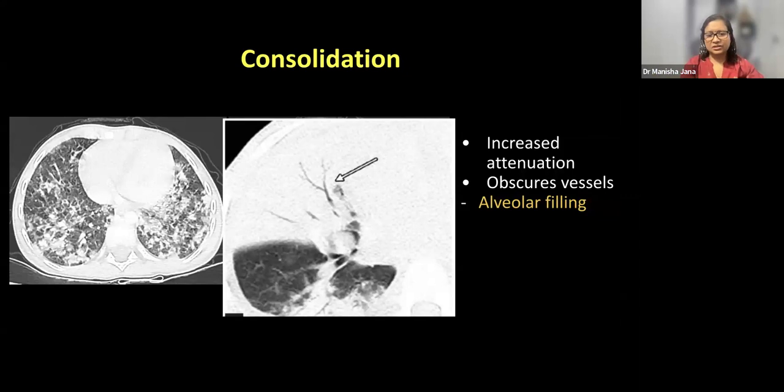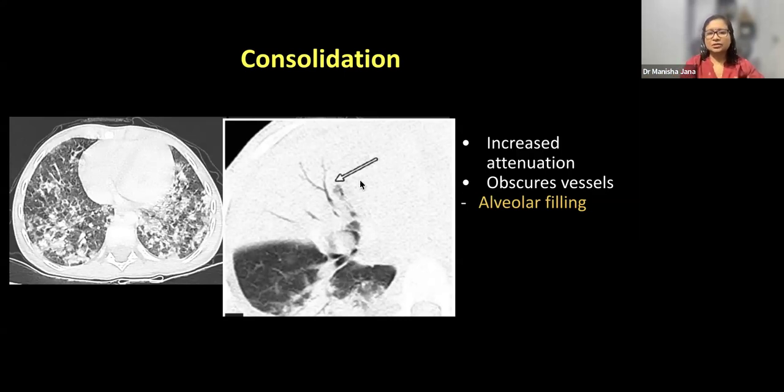Now this is consolidation. Why is this consolidation? There is increased density and it has obscured the vessels. We cannot see any vessels through this, right? And moreover, here we are seeing air bronchogram, branching air bronchogram. Now consolidation is not synonymous with infective pneumonia. Consolidation is the radiological appearance of bacterial pneumonia, but it is not equal to that.